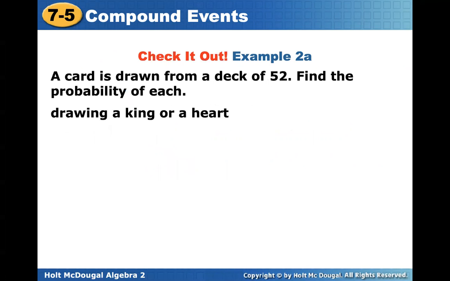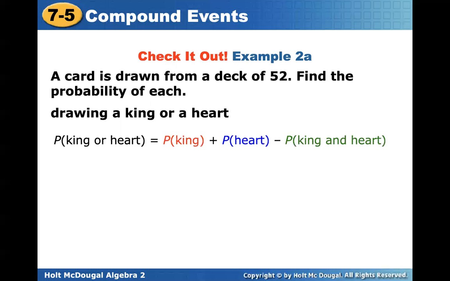A card is drawn from a deck of 52. Find the probability of drawing a king or a heart. Why are these two events inclusive? King or heart? There is a king of hearts, right? Yeah, there is a king of hearts. So there is overlap, so we'd have to use this formula. There are 4 kings in the deck. There are 13 out of 52, or 1/4, of the cards that are hearts. Subtracting that 1 king of hearts, that would give us a probability of 16 out of 52, which is 4/13.